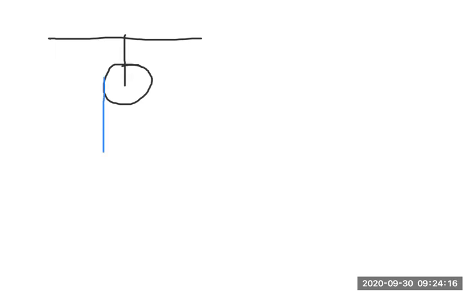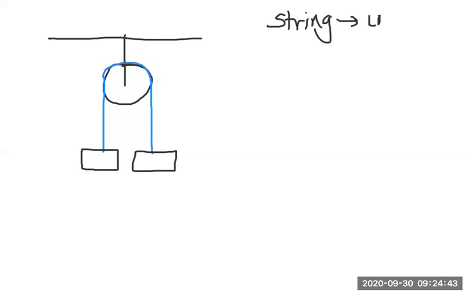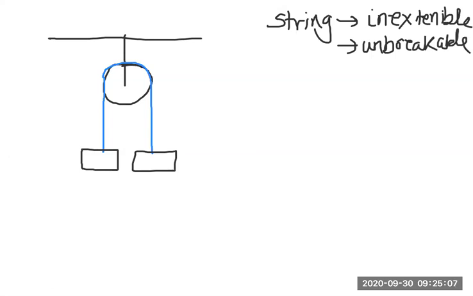So we have a string which is wrapped around a pulley like this, and the two ends of the string have two blocks attached to them like this. Okay. Now, by definition, a string is inextensible. Okay, it is inextensible. That means the length of the string can never change, and it is unbreakable. That means it can never break. Okay, inextensible also means that, but I just wanted to write it down separately.